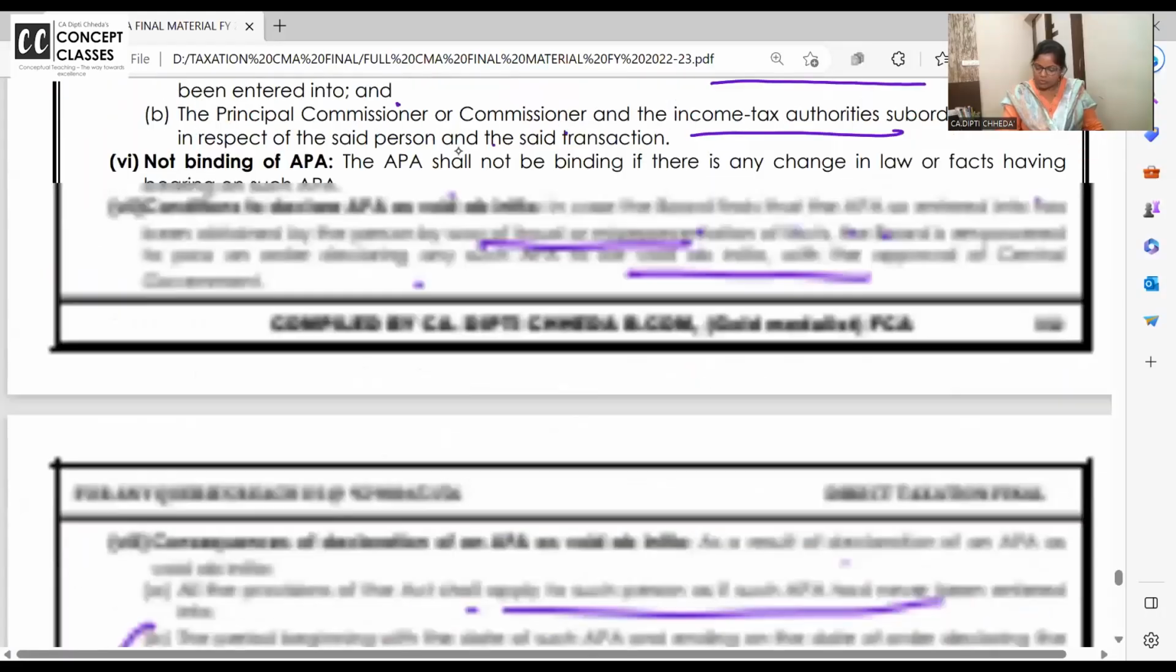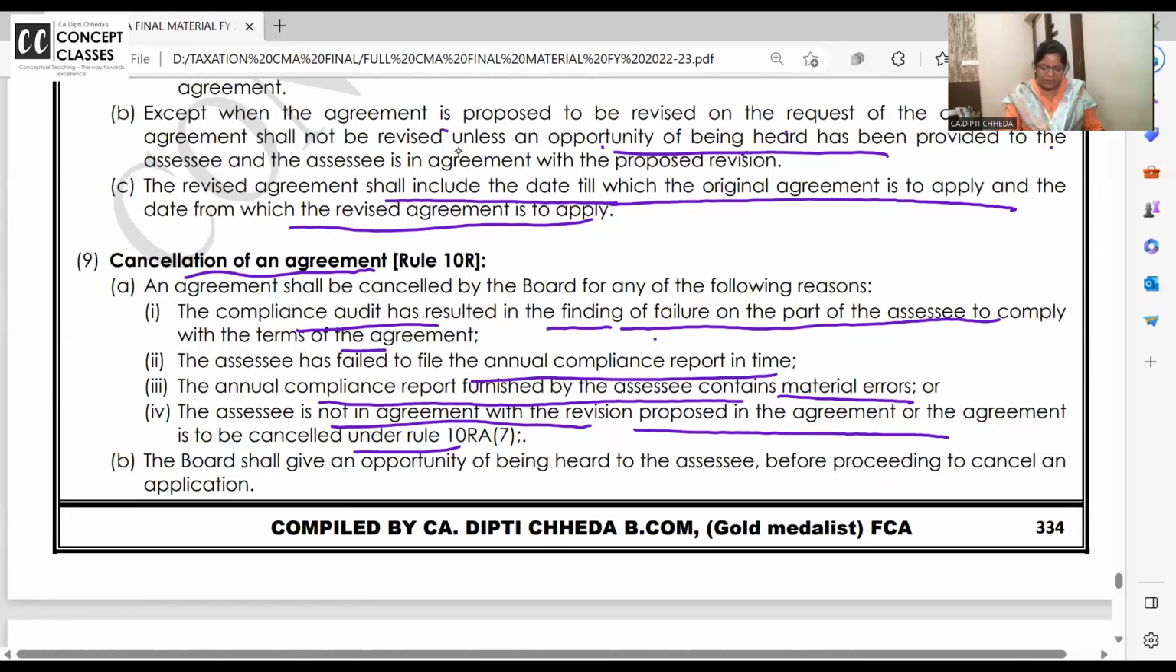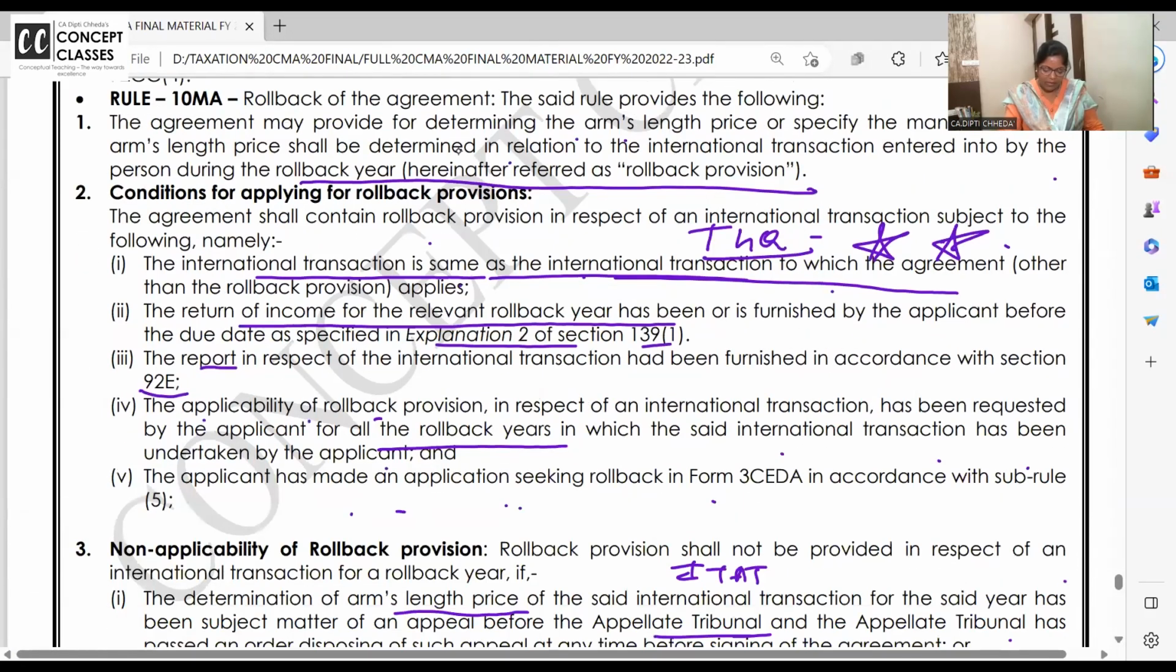That's all for this problem. Let us go to the next one. One or two small problems are there before we complete. Roll back what is important, advanced pricing agreement and all I have told you.